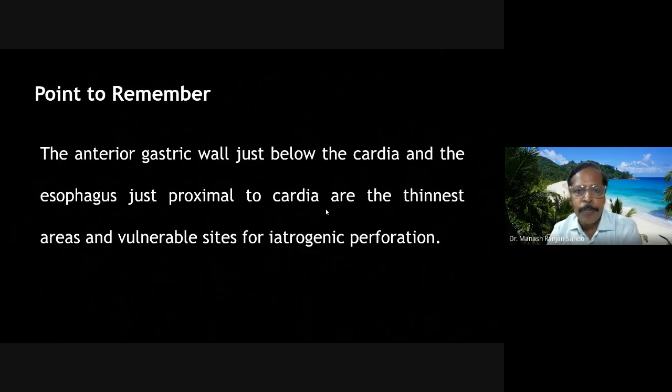So the most important point to remember: the anterior gastric wall just below the cardia and the esophagus just proximal to the cardia are the thinnest areas and vulnerable sites for an iatrogenic perforation while doing a Heller's cardiomyotomy. I am telling you this because I am dealing with the hiatal anatomy in a perspective that the surgeon is expected to know the anatomy while performing a truncal vagotomy, a fundoplication, Heller's cardiomyotomy, or a sleeve gastrectomy. In all these 4 surgeries, a surgeon needs to know this region and the anatomy very clearly.